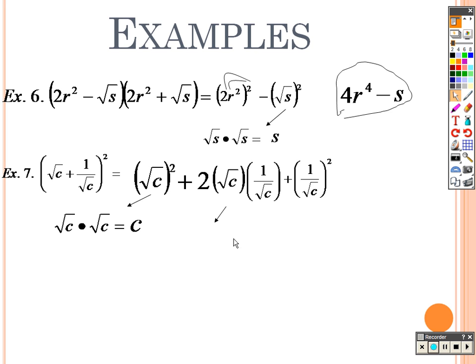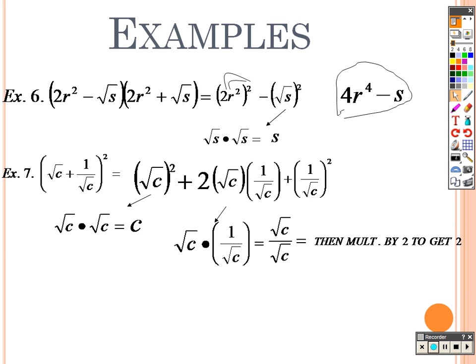So square root of c squared, they kind of cross out, leaving you with just a c. Alright. Next, the square root of c times 1 over the square root of c. That's like saying the square root of c over 1 times 1 over the square root of c, so you end up with the square root of c over the square root of c. Well, what happens when you do the same thing on the top and the bottom? They cancel out and they make 1. So really, that becomes a 1.